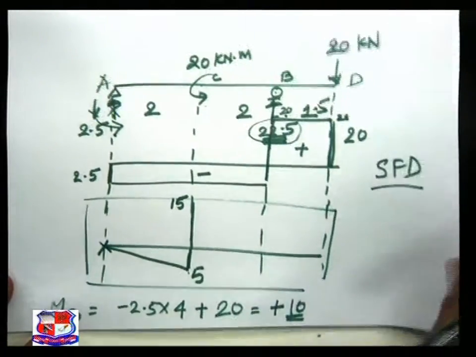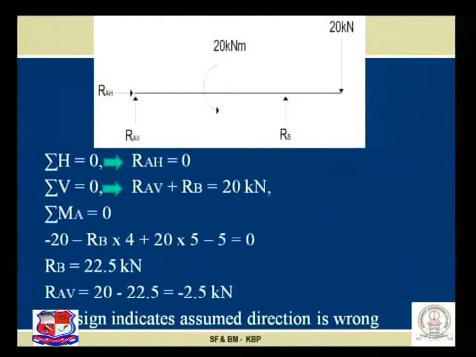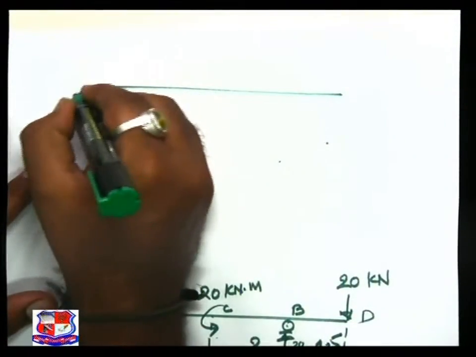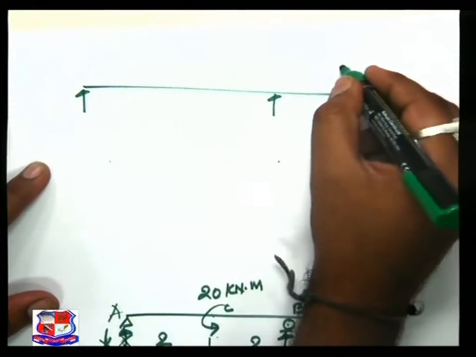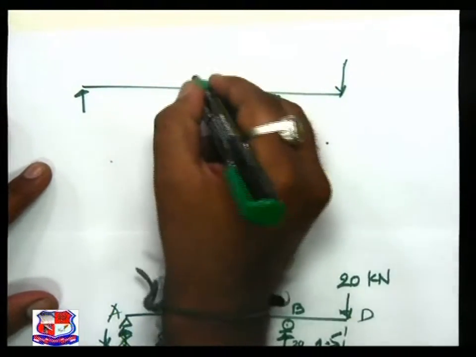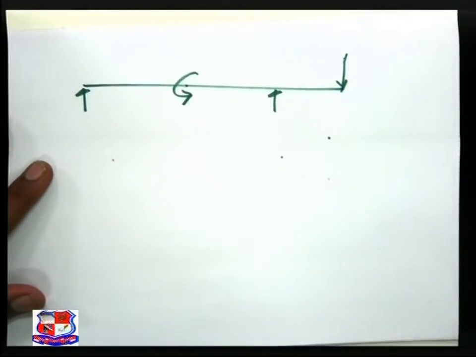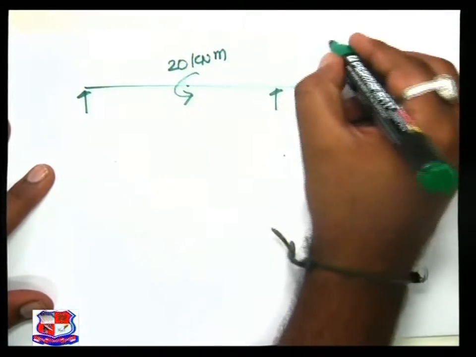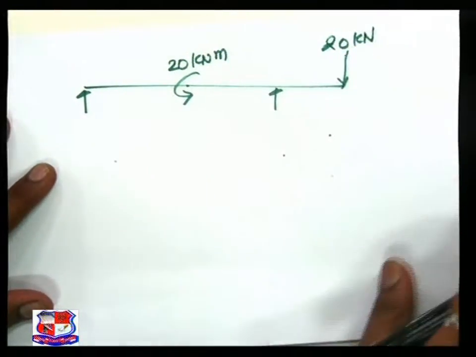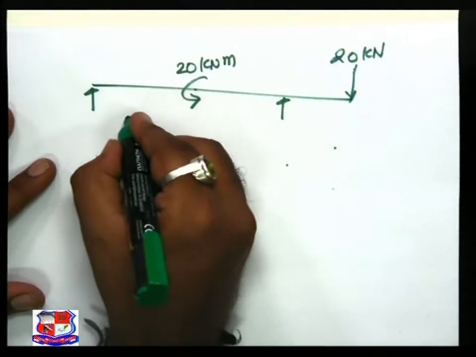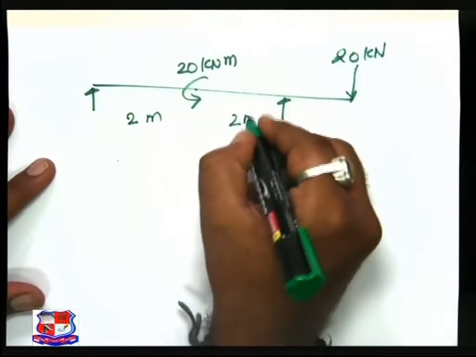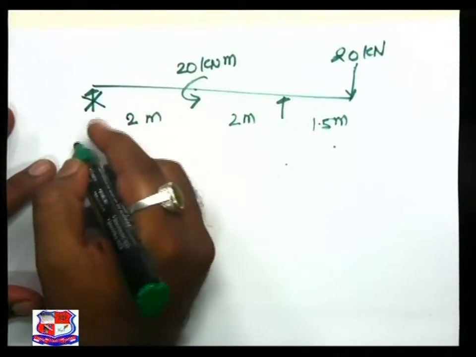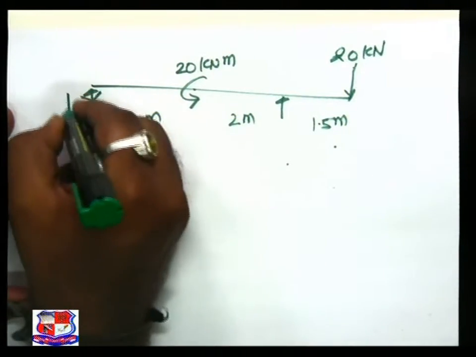Please visualize over here very carefully. I will draw the figure over here. The loadings are 20 kilonewton into meter, 20 kilonewton. Distance is 2 meter, 2 meter, 1.5 meter, and this ordinate is 2.5 downside.